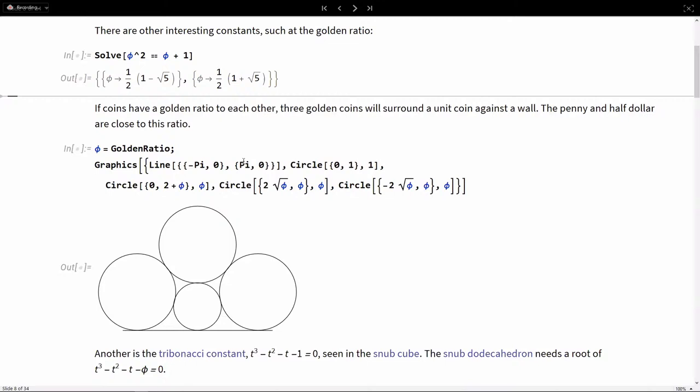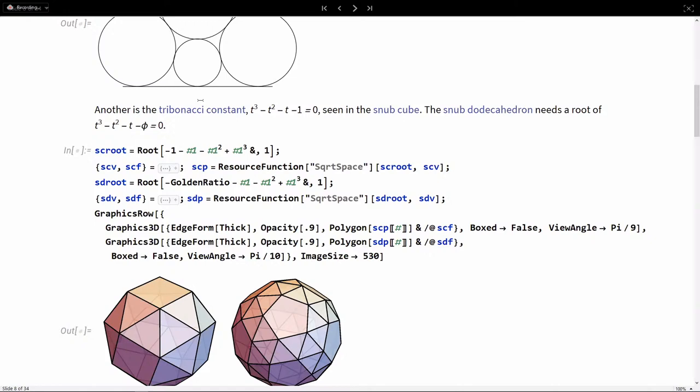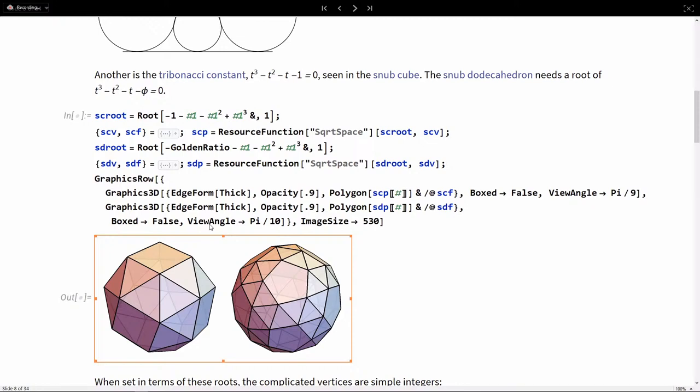It turns out that if you have three coins tangent to each other, you've got a unit disc and three golden ratio discs, they'll make a perfect tangency to a wall, as shown here. So this is one odd way of getting the golden ratio using circles. If you move that up, what you need is the Fibonacci constant, which is seen in the snub cube and the snub dodecahedron. Here are those two objects.